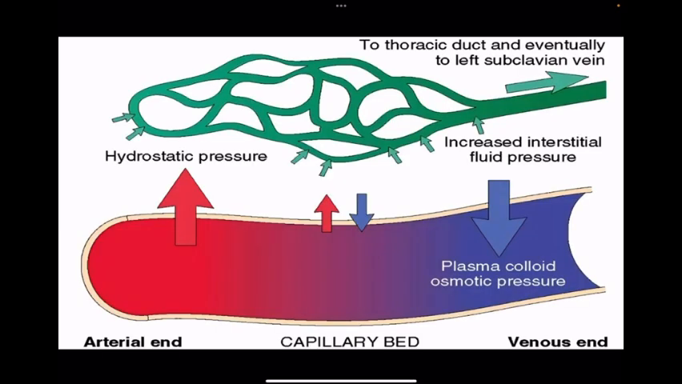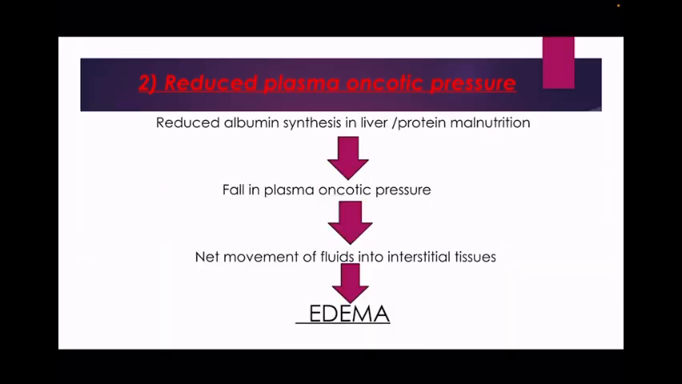Now, this is a diagram regarding this. At the arterial end we can see that the hydrostatic pressure is much more, thus causing the fluid to leak out, and at the venous end the plasma colloid osmotic pressure is less, and thus also causes fluid to leak out as it is not coming inside the venules.